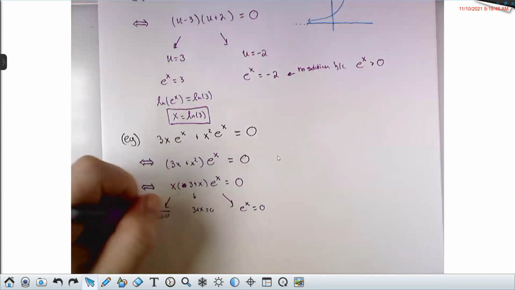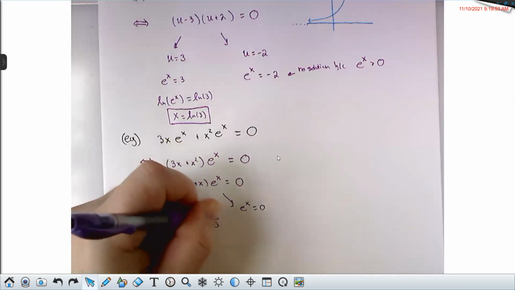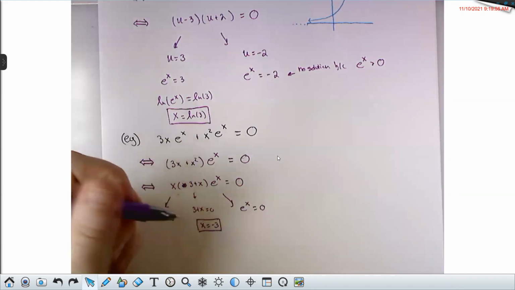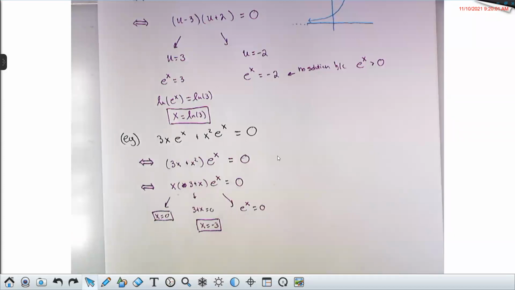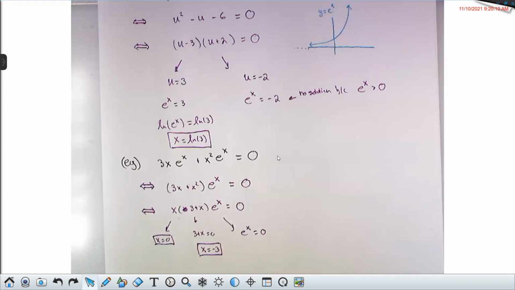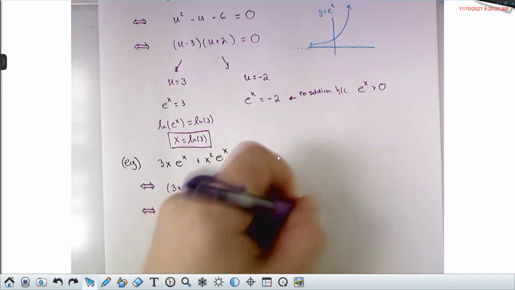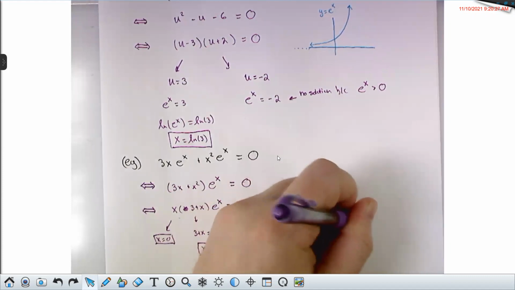Well, x equals 0, that's done. Nothing more to do there. 3 plus x equals 0. I can subtract 3 from both sides. I get x equals -3. So these are definitely two solutions to this equation. Does this last one yield any solutions? Is e to the x ever equal to 0? Nope. Again, no solution, because e to the x is always strictly positive.